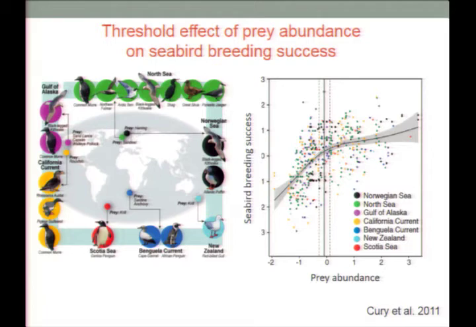This is showing thresholds shown here in this figure. And what they found is that roughly one-third of unfished forage fish biomass is needed to support seabird breeding success. And so they use this as a potential rule of thumb for management of marine systems and for protecting seabirds.